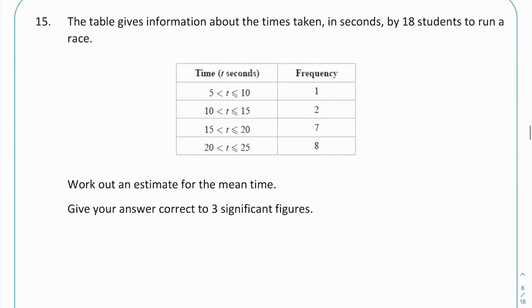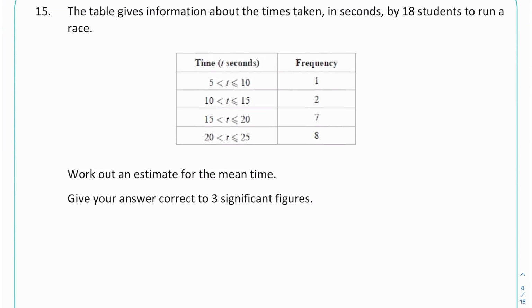Looking at question 15. Okay, so for this one we are estimating the mean from a table, and it wants our answer correct to 3 significant figures. Now when we're estimating the mean from a table, we just need to multiply across to get the total for each row. But when we're estimating from a group like this, we have to use the midpoints. So the midpoint of 5 and 10 is 7.5. The midpoint of 10 and 15 is 12.5. The midpoint of 15 and 20 is 17.5, and the midpoint of 20 and 25 is 22.5.